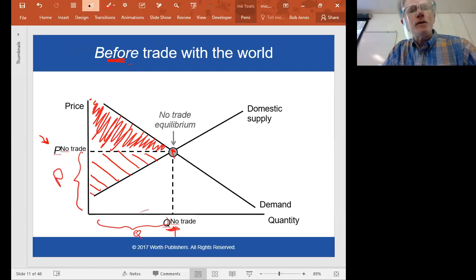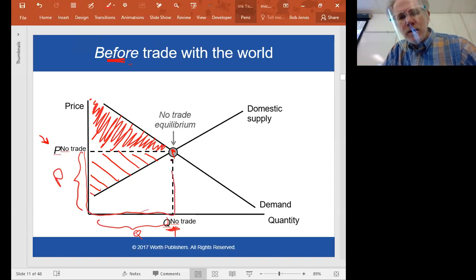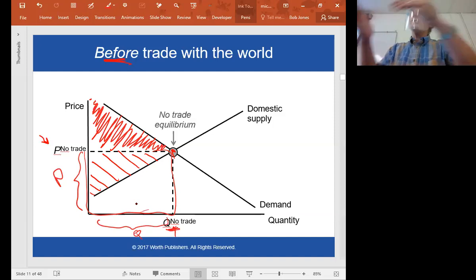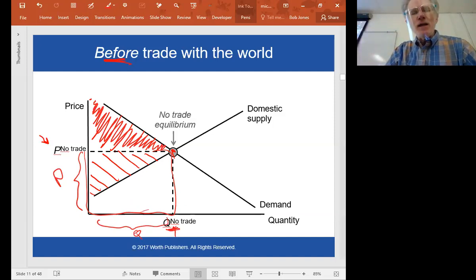Our rectangle here is once again important, because that rectangle represents the price per unit times the number of units that are being sold. So price times quantity is the amount of revenue the producers are going to get, because that is the amount of money the consumers are spending. And that is going to be the area of that rectangle. So that's what the producers are getting.